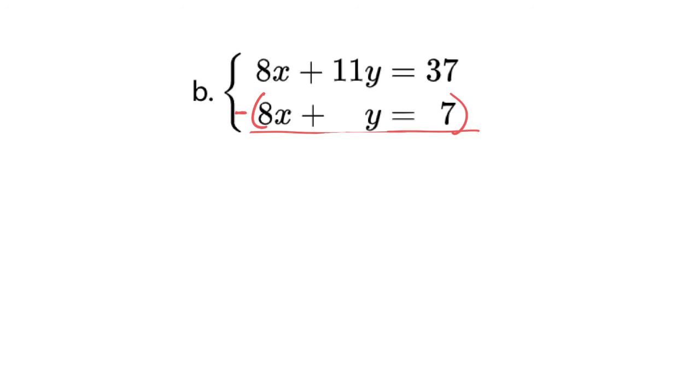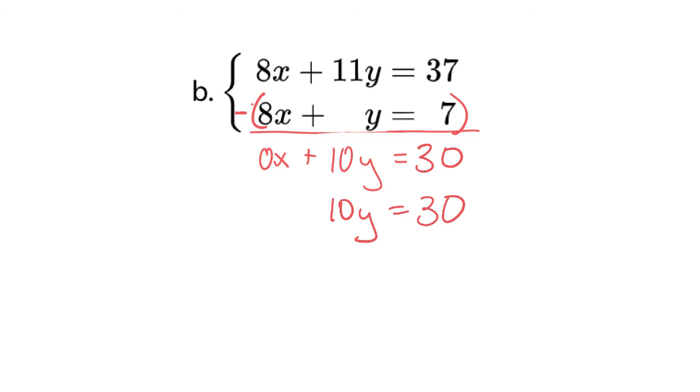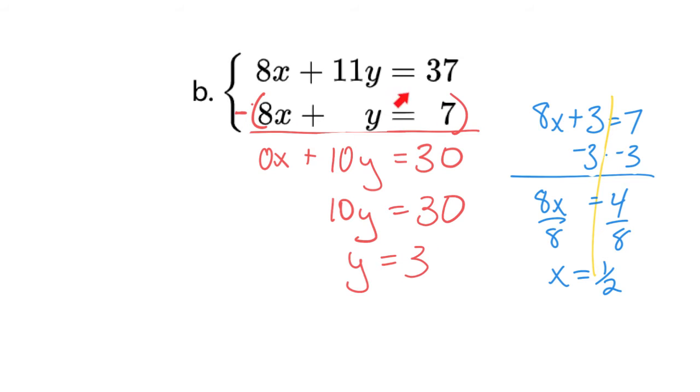So I have 8 minus 8x, so that would be 0x, plus, remember here I'm subtracting y, so it would be 11y minus y, so that would be 10y, equals, remember over here it's 37 minus 7 equals 30. So I could rewrite this as just 10y equals 30, so I know that y equals 3. I took 3 for y, plugged it back into this second equation. It just seemed a little bit easier to use. And when I did that and solved for x, I got x to be 1/2. So as an ordered pair, my answer would be 1/2 comma 3.